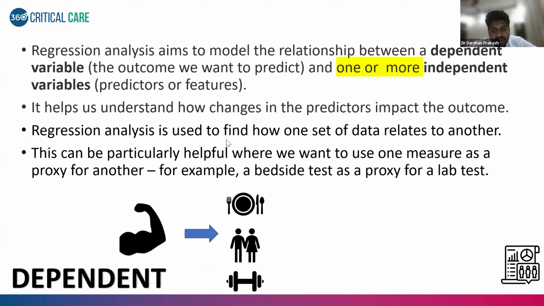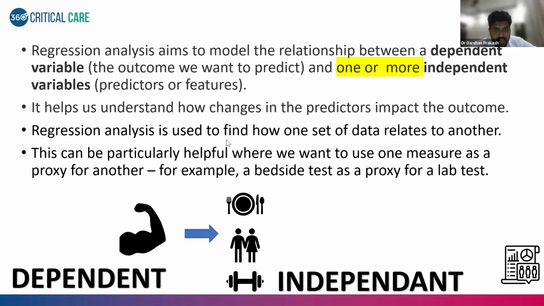So what is the independent variable here, or what are the predictors which we are testing here? It is these three: the diet, the gender, as well as the exercise capabilities. Okay, this is what we need to understand. Hope it is clear.